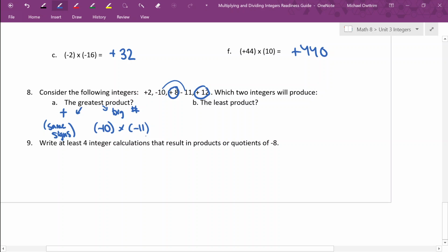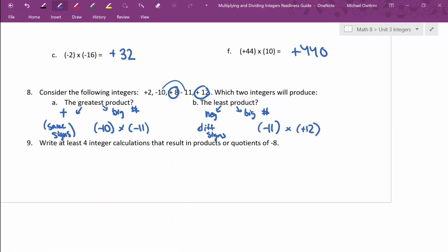If we want the lowest product, we need it to be negative, but we need it to be a big number. So we want the biggest number with different signs. So in this case, I'm going to use negative 11 and positive 12. Those are my biggest factors that have different signs to each other.